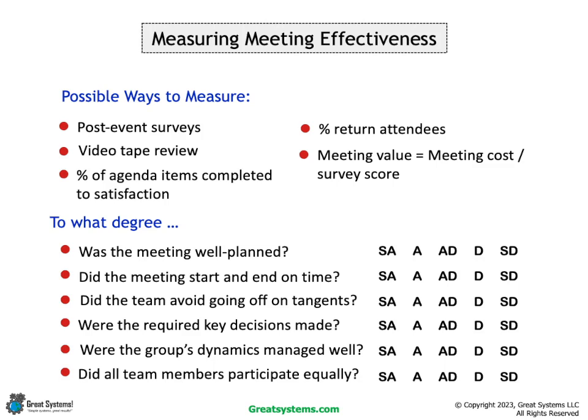If you want to use the common best practice, agree, strongly agree, sometimes agree, disagree scale, I've given you 6 questions there that you can rate. Was the meeting well planned? Did it start and end on time? Did the team avoid going off on tangents? Were the required key decisions made? Did we manage group dynamics well? Did all team members participate equally?